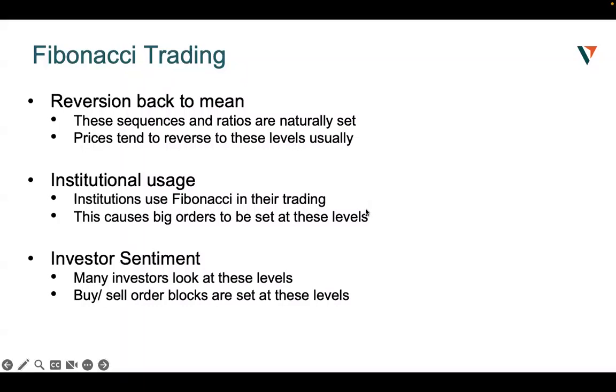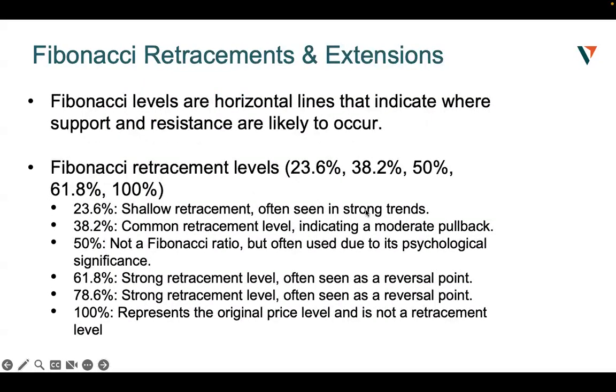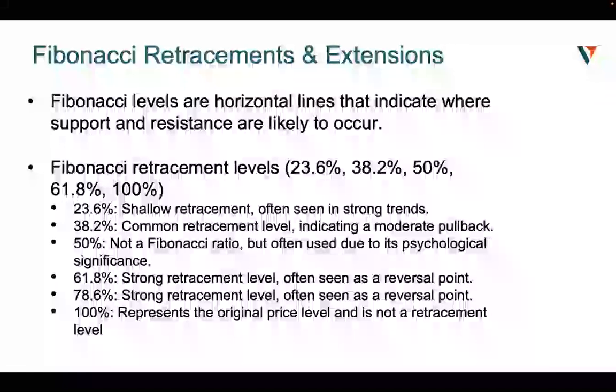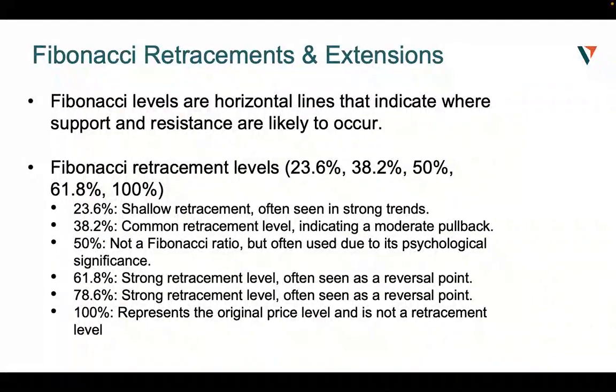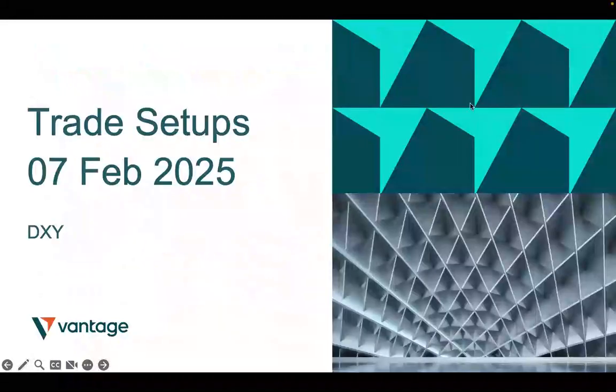The idea behind that is horizontal lines likely to have support and resistance occurring there, and which levels you use really depends on the trading style that you're used to, and on your experience of how you use Fibonacci levels, but these are some of the more common levels that are available. So with that, I'm going to pause for a little bit because we're going to move on to our trade setups.